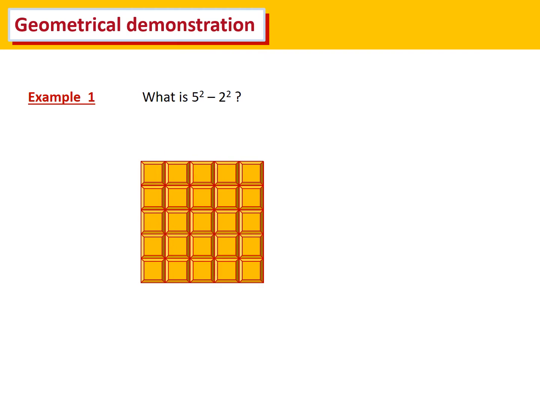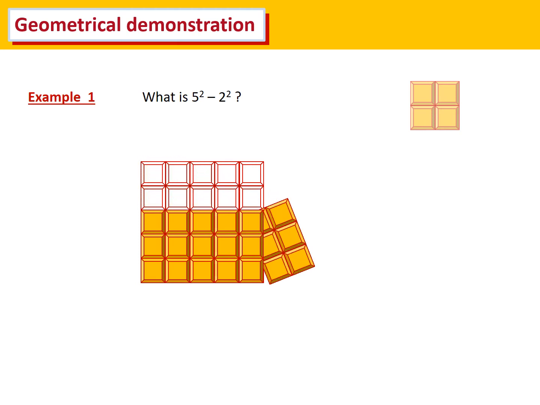That would be 5 squared, represented by 25 little squares, 5 by 5. That is 5 squared. And from that, we're going to subtract 2 squared, which would be 4 squares. So the number of yellow squares that you see now is 5 squared minus 2 squared.